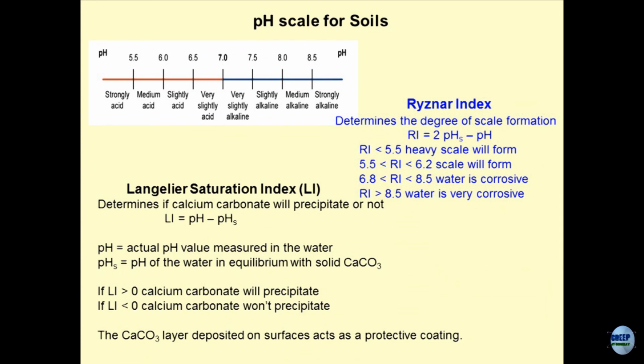All of you are aware of the pH scale, which is used for defining the acidity or basicity, clear. A scale of 7 is neutral, and the lower the pH, the more acidic the system becomes, and the higher the pH, the more alkaline the system becomes.